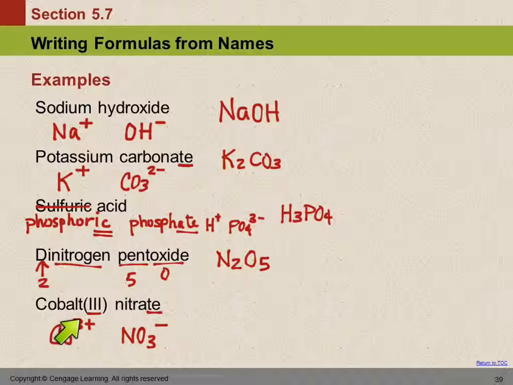Then we can do the crisscross thing, because 3+ and 1- aren't the same. So this 3 is going to become the subscript for the nitrate. And this 1 that we didn't write is going to be a 1 that we don't write as a subscript on the cobalt. So Co, and we've got 3 nitrates. That's a polyatomic ion. We need to put shrink wrap on it and put this 3 on the outside.